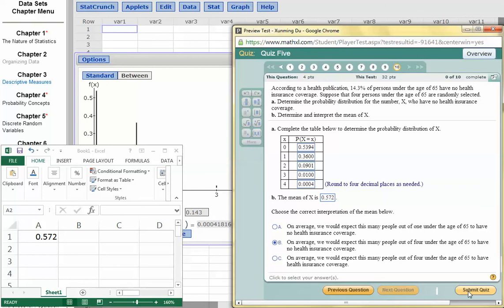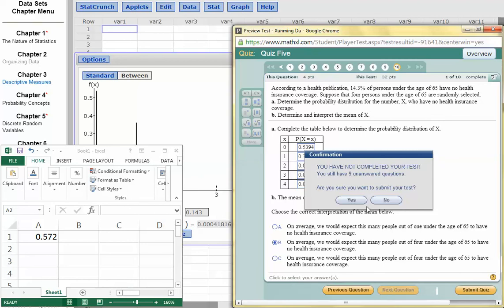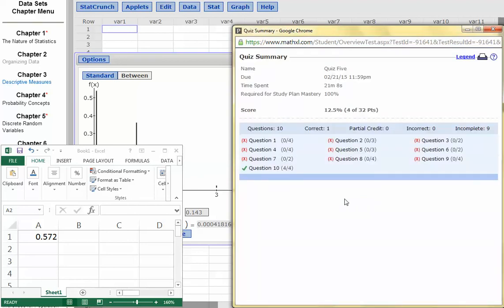To see if we did a good job or not, I can check. You do not have to do that. You do it after you are done with all the questions. I just want to show you I have done a good job. See, here is question 10: 4 out of 4 points. That's great. Okay, I'll see you next time.